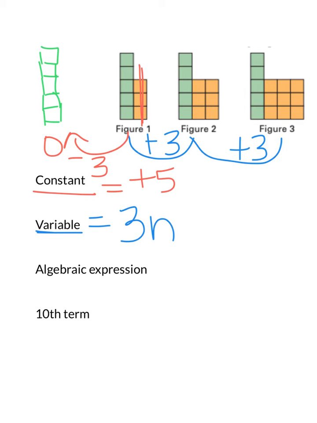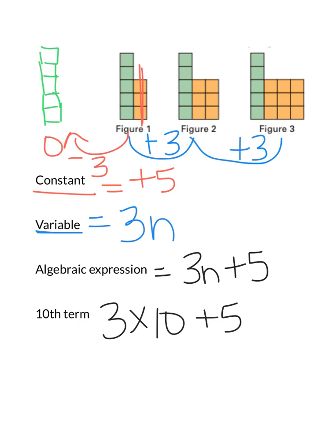Let's put that all together then. So we've got our algebraic expression is 3n plus 5. And if I'm going to solve for the 10th term, I'm going to put in 3 times 10 plus 5. 3 times 10 is 30, plus 5 is 35. My answer then would be I need 35 blocks for the 10th term.